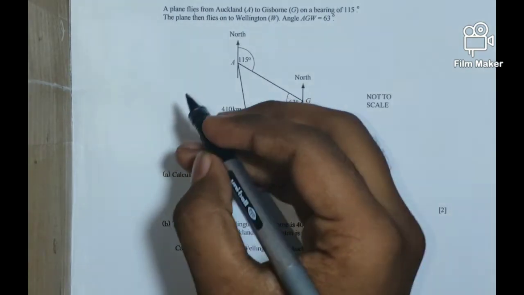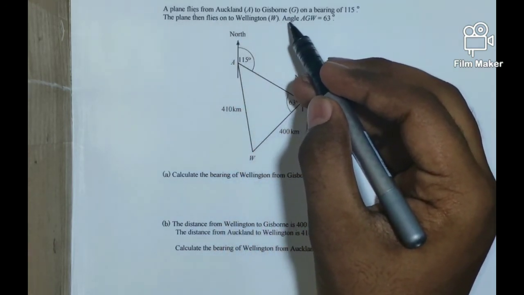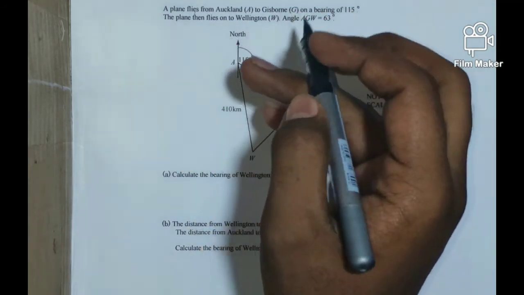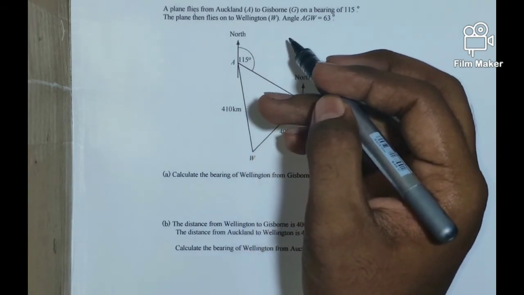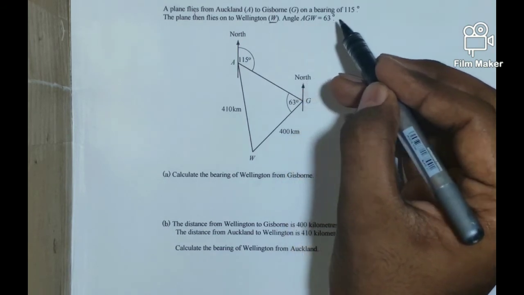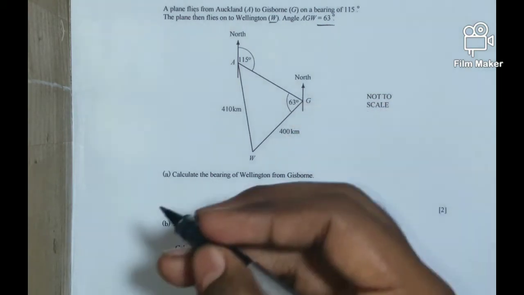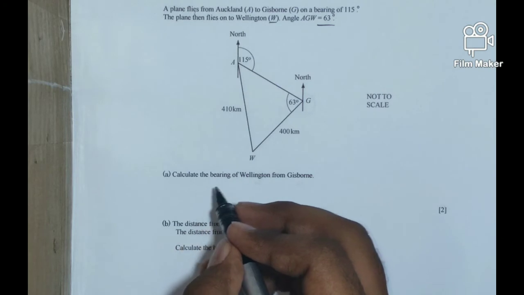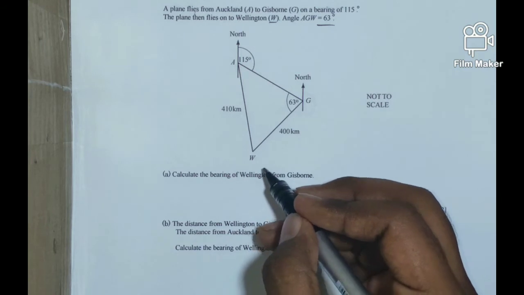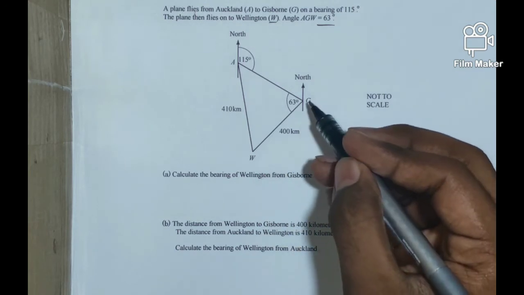So our second question over here is: a plane flies from Auckland to Gisborne on a bearing of 115 degrees. The plane then flies on to Wellington, which is represented by W, and angle AGW is equal to 63 degrees, which is written over here. It asks us to calculate the bearing of Wellington from Gisborne. So that means we need to find the bearing of W from G.